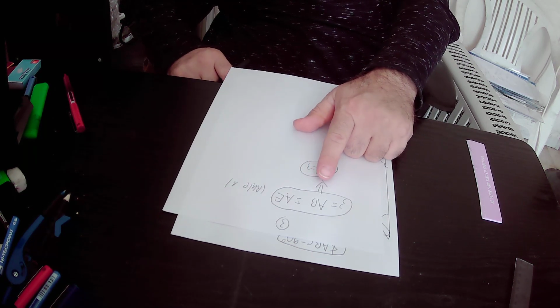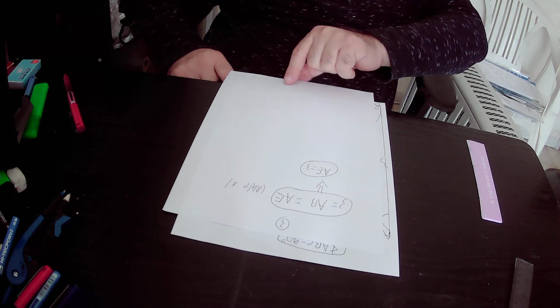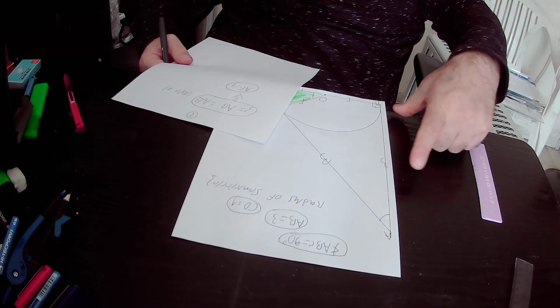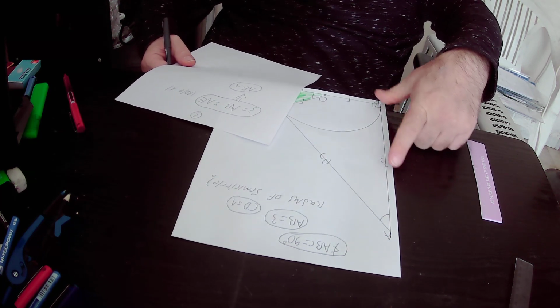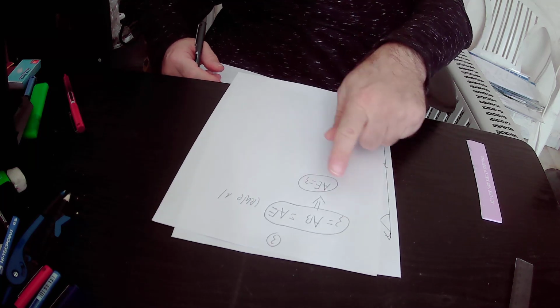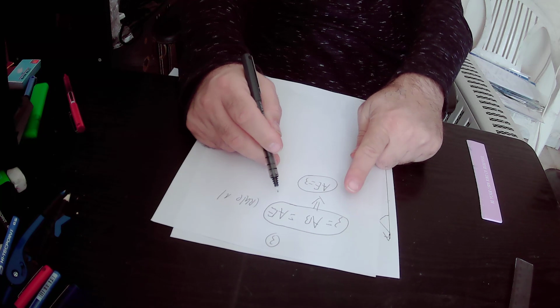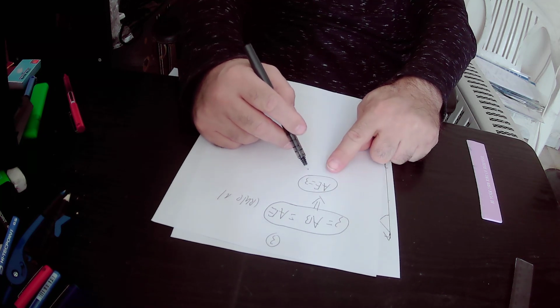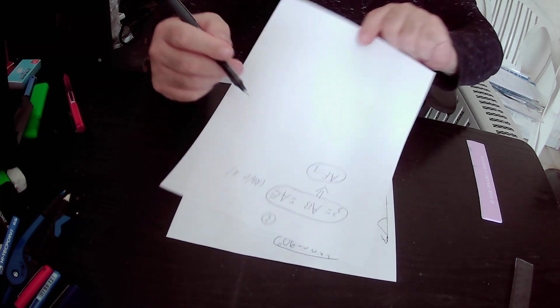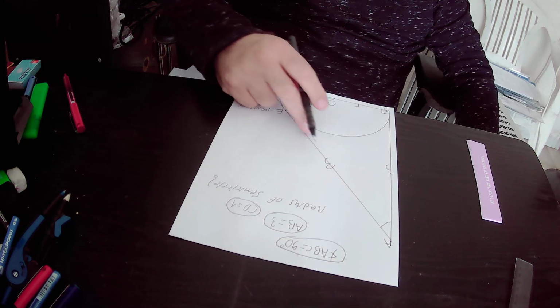AB equals AE, but we know that AB equals 3 units. It is given to us in the question that AB equals 3 units. So from this equality we can derive that AE also equals 3 units. Okay, so we can write here that AE equals 3 units.